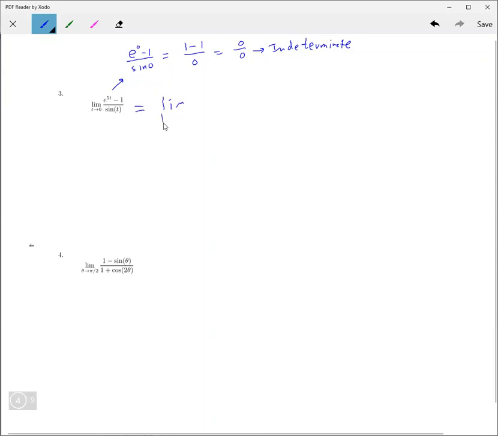So you're going to take the derivative of the numerator. The derivative of e to the 5t is just e to the 5t times the derivative of 5t, which is 5. And then this is minus 0. And then over here, in the denominator, we take the derivative of sine t, that's cosine t.